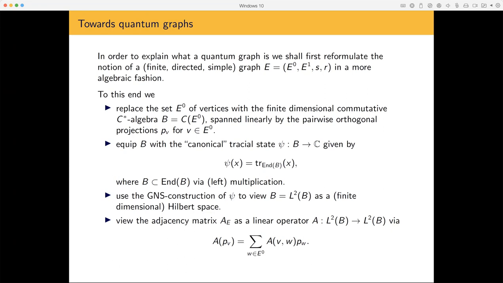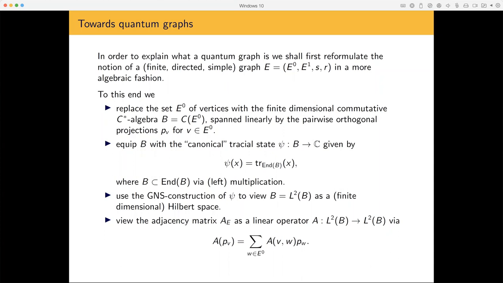Once we have that, we can form the L2 space. Again, things are finite dimensional, so nothing much is really happening here. It's just viewing this finite dimensional algebra as a Hilbert space at the same time. The key point is that we want to view the adjacency matrix, which is a matrix indexed by the vertices, as an operator on this L2 space. That's why we want to include this Hilbert space structure.